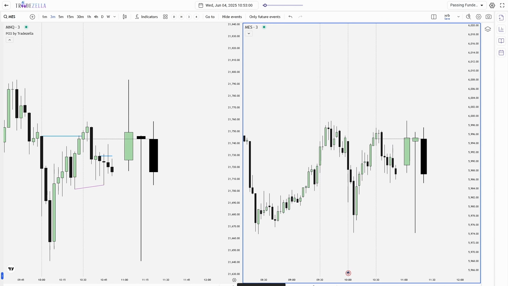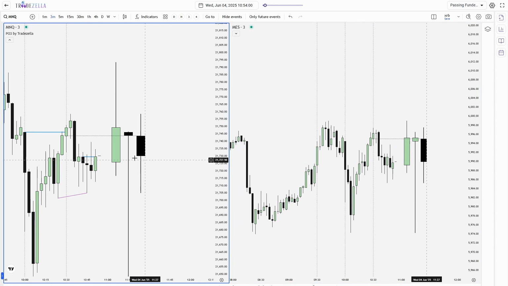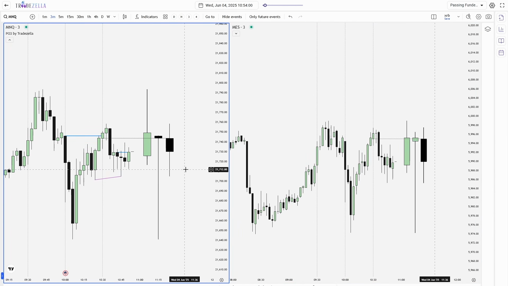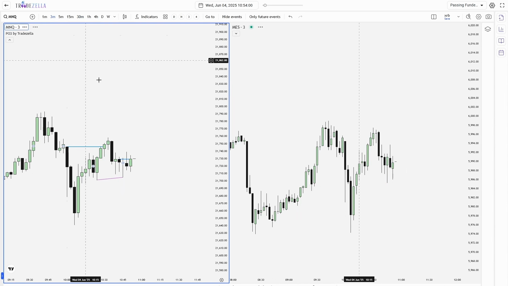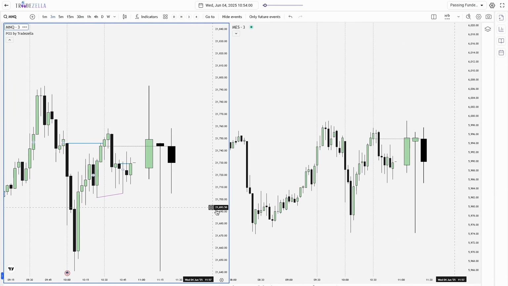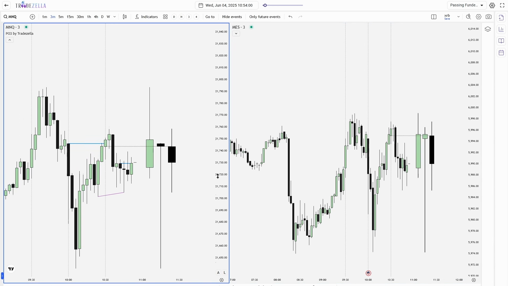Have we closed yet? Nope. And now we have closed above those down close candles. Going back to the 30-minute, a small wick supports expansion. Closure above, yes, we have. And we are going to trust this entry.